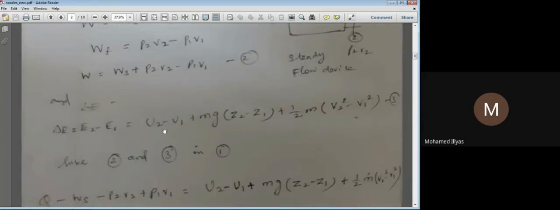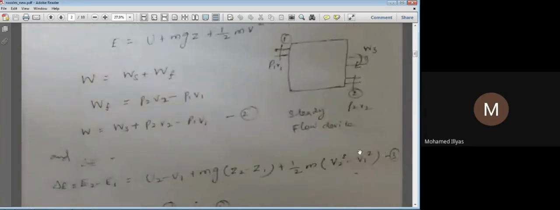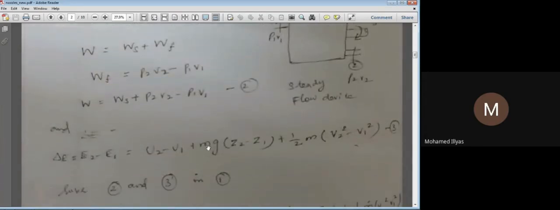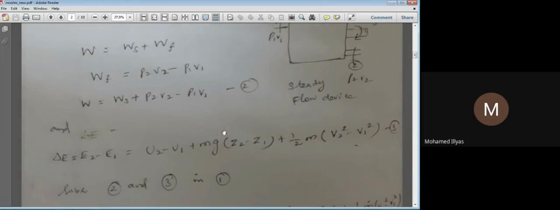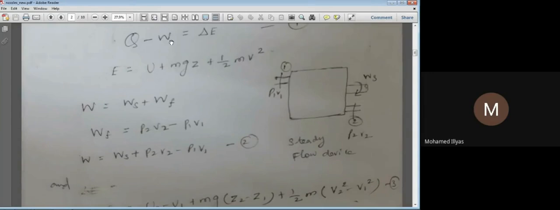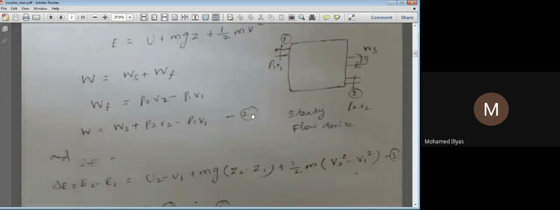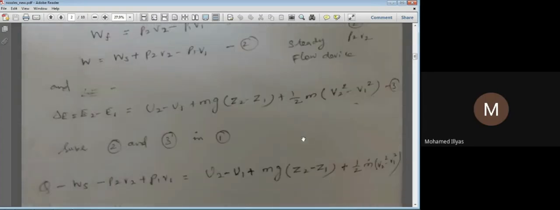In this way, your total change in energy can be written as U2 minus U1 plus mg, which is going to be constant, times Z2 minus Z1, plus half m times V2 square minus V1 square. Mass is going to be constant here, so we'll write in terms of final minus initial. Now we have the expression for del E and W in suitable form, so that has to be substituted in equation 1. So 2 and 3 have to be substituted here.